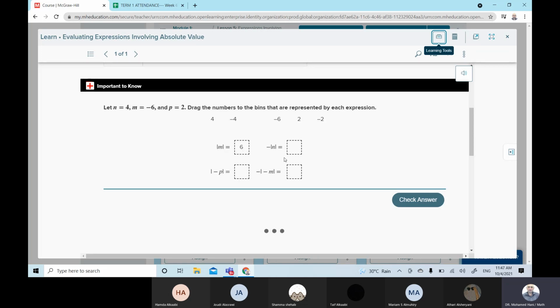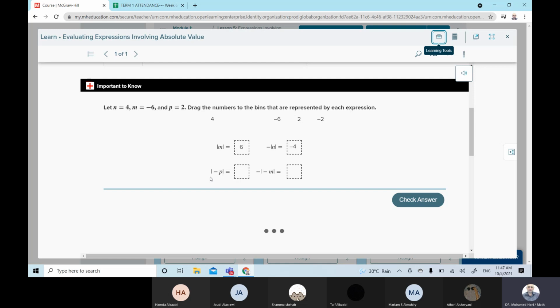What's the meaning of minus the absolute value of n? As you see, the value of n is 4, positive. The absolute value of 4 will be 4. Then here we have minus, means the answer will be minus 4.